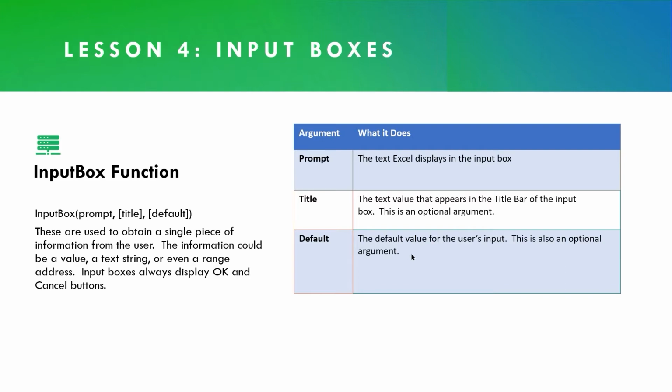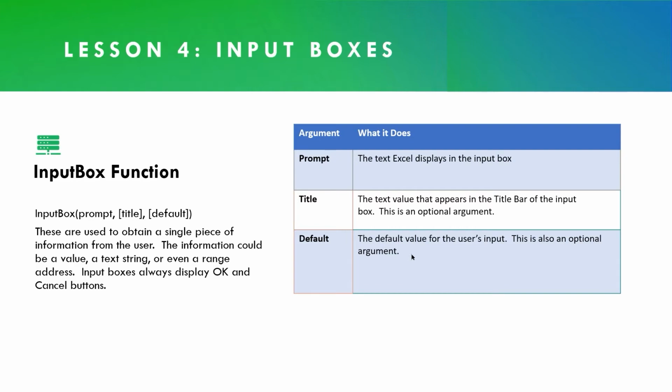So the prompt argument is just like the prompt argument for a message box. The title argument is the same as well. It's optional, but it's the text value that appears in the title bar. And if you don't use it, it would be the name of the application. And then the default argument is new to you here. It's the default argument for the user's input. So it's optional, but you can pre-populate it. And if the user doesn't want what you pre-populate it with, they can type over it.